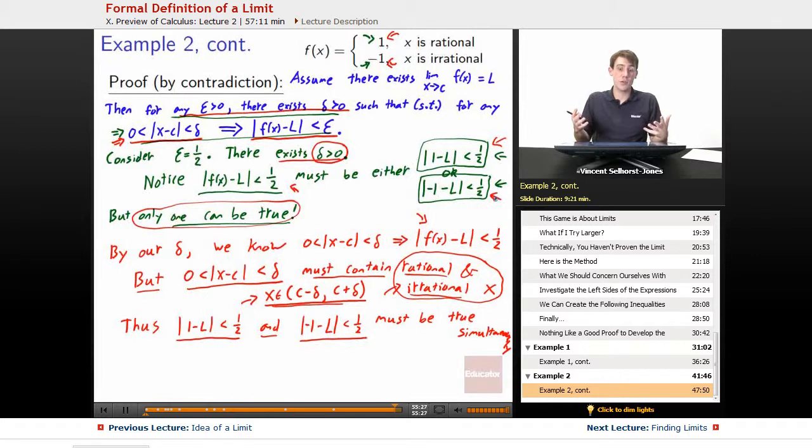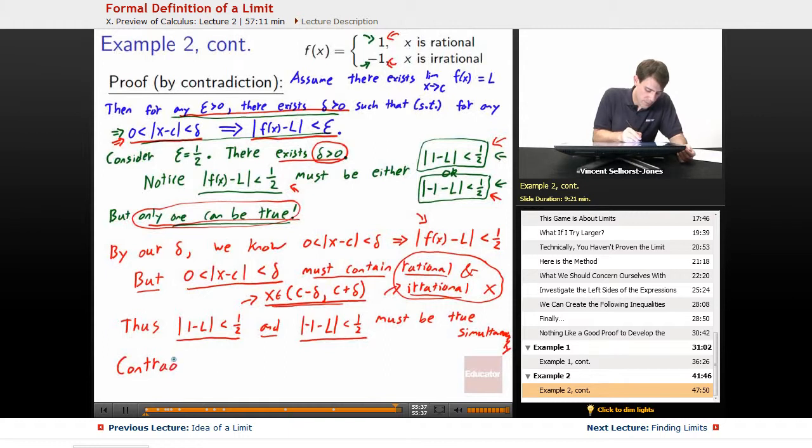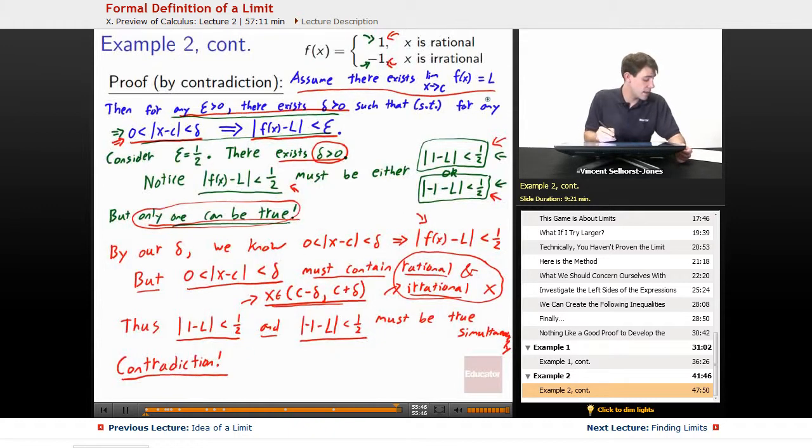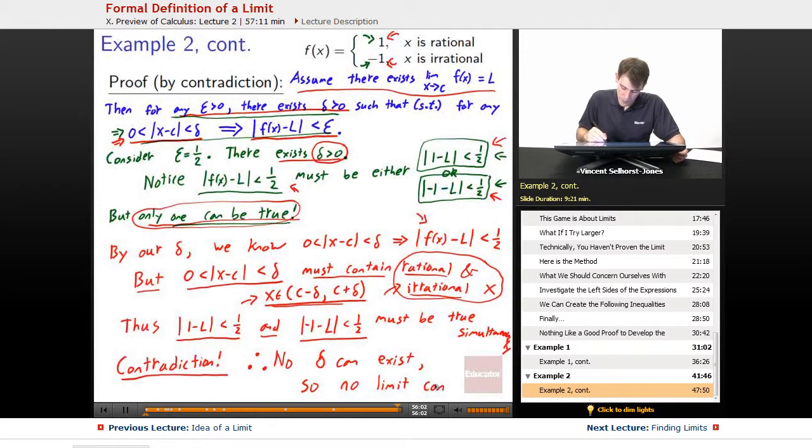So it says that they must be true simultaneously, but we know that only one can be true. Those are impossible statements to be true at the same time. We have a contradiction in our logic. And because everything else in our logic was flawless except for our assumption that there existed some limit, we know, therefore, no delta can exist that will satisfy epsilon equal to 1/2, so no limit can exist. And we have completed our proof.